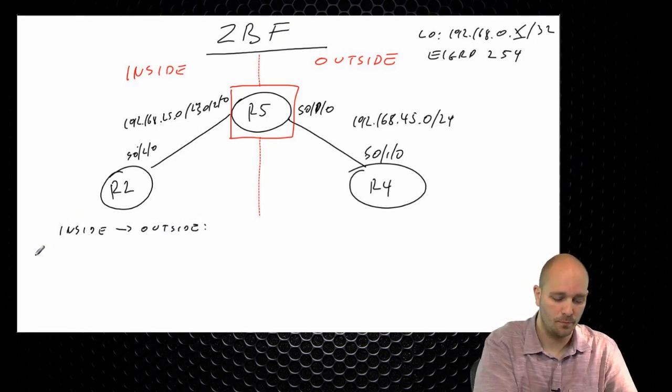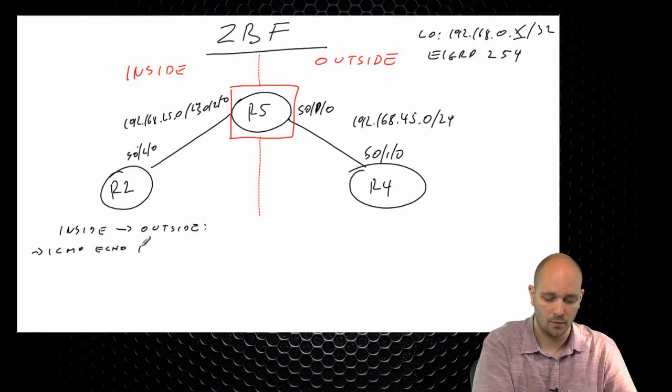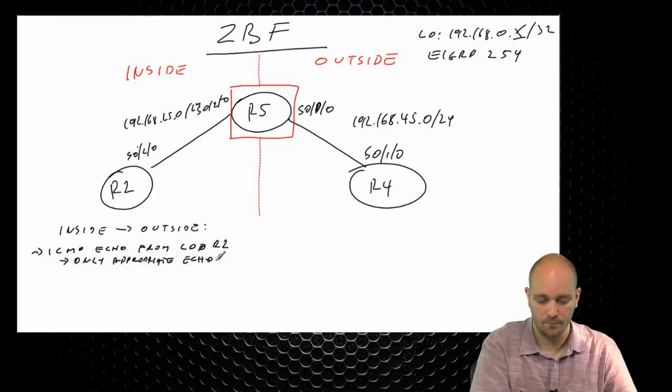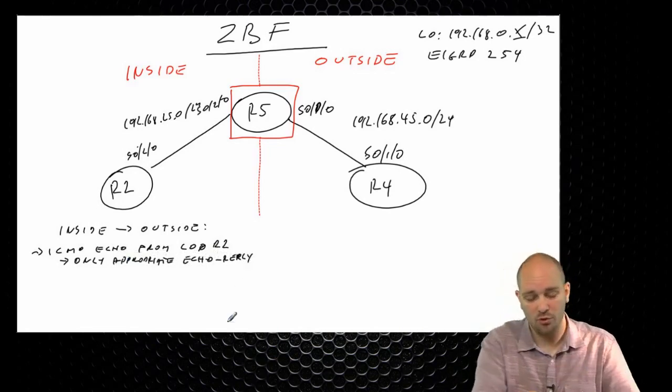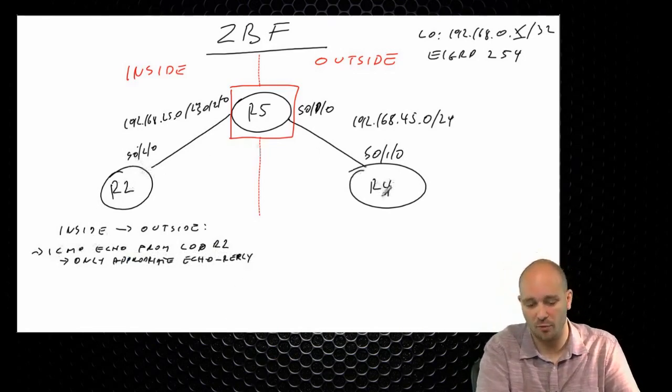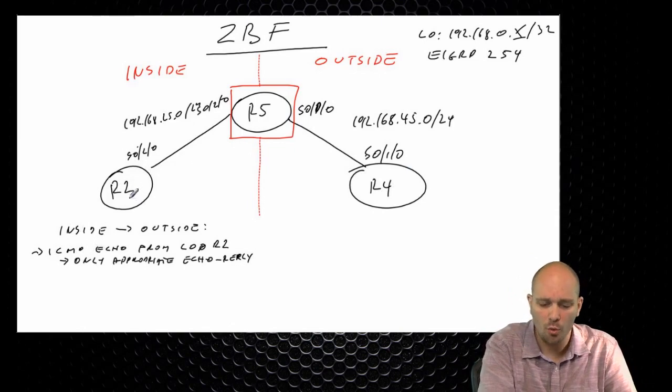I want to allow ICMP echo from loopback 0 of R2, and I want to permit only appropriate echo replies. Which means that I don't want to just allow any echo replies. I want only responses to pings initiated from R2. That means that if R4 was to send unsolicited echo replies, they shouldn't get through. Only those replies that are part of the return traffic here.